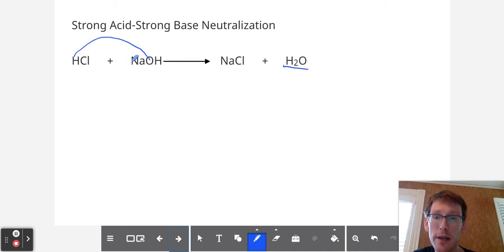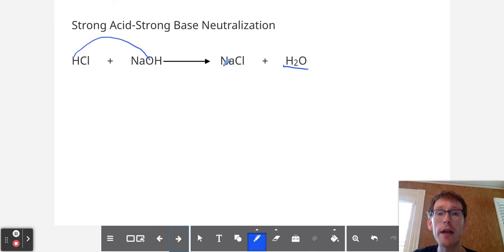And actually, if you're talking net ionic equation, that's really all that happens, because sodium ions and chloride ions start off aqueous and will remain aqueous. Although if you evaporated off all the water, you would be left with crystallized salt.